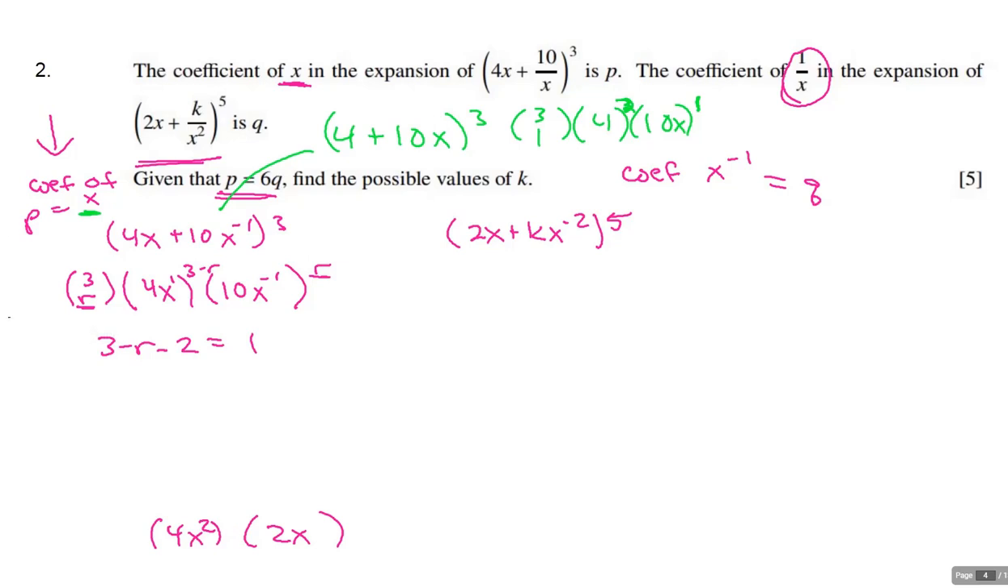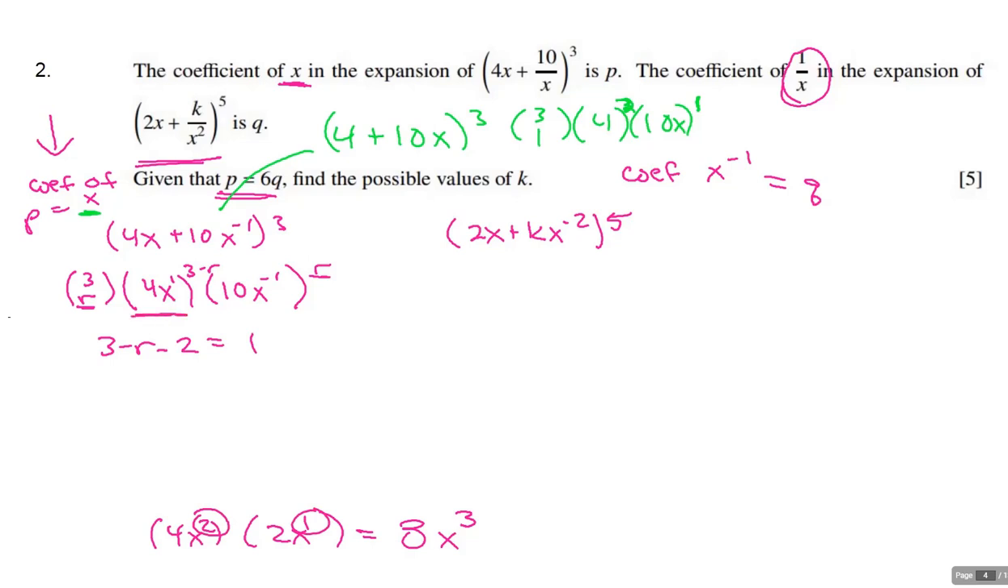If I multiply these two together, what am I going to get? What's 4 times 2? 8. And what's the x is going to be? X to the cube. And how'd you get that? You added the exponents. All right, so here's what's happening.